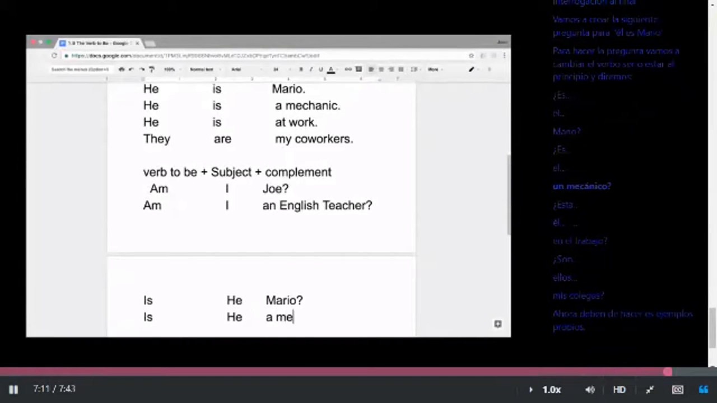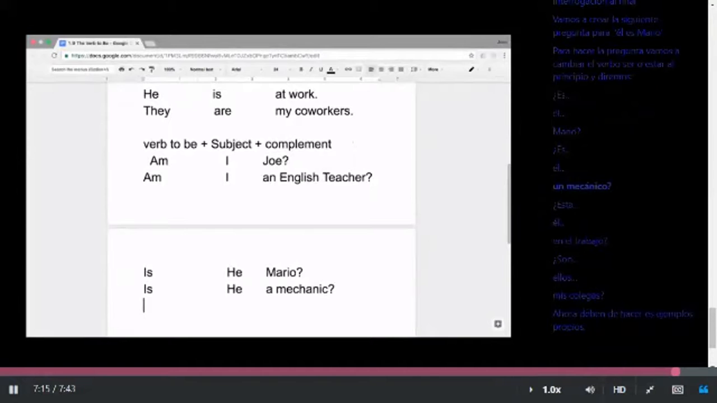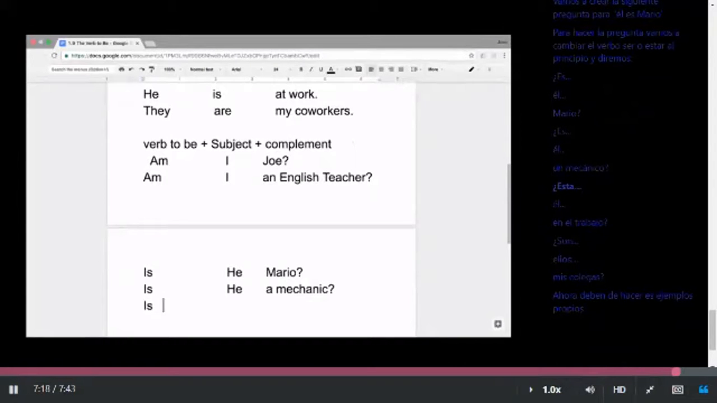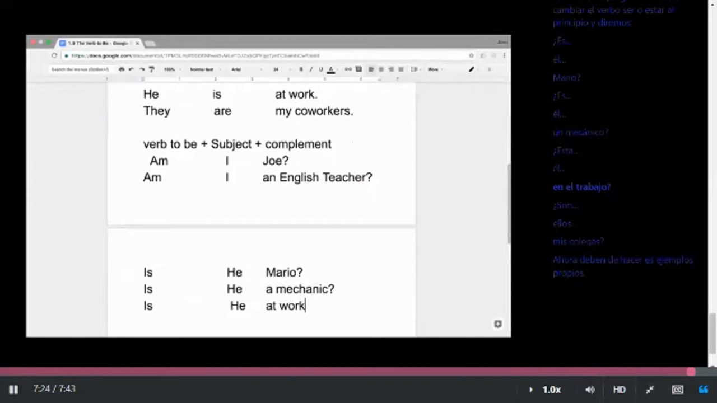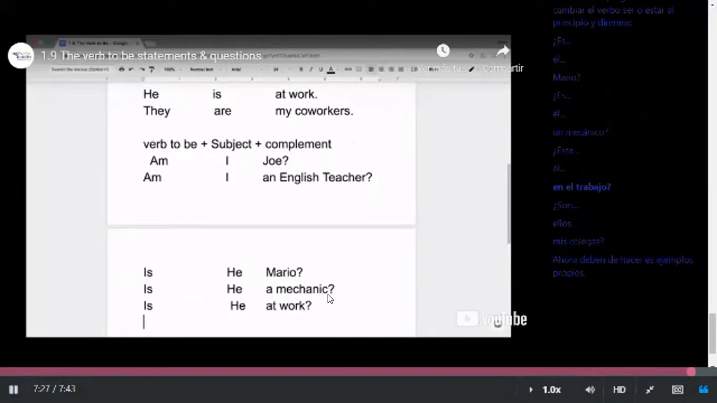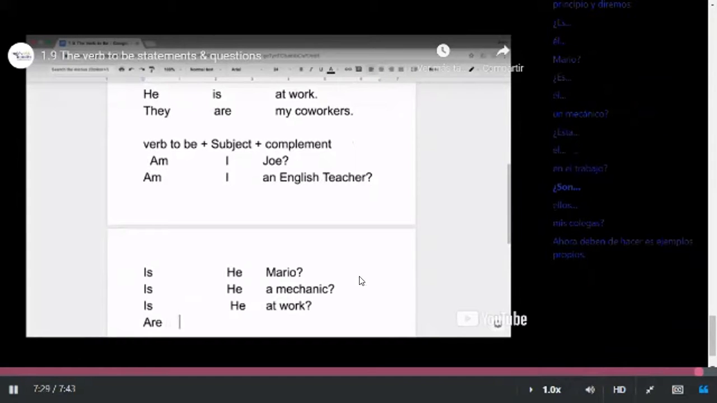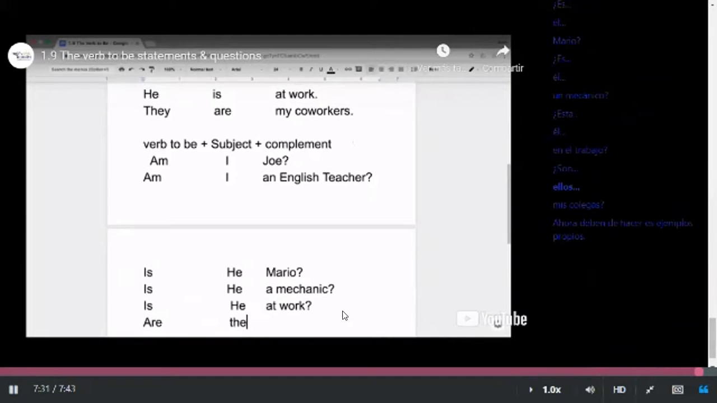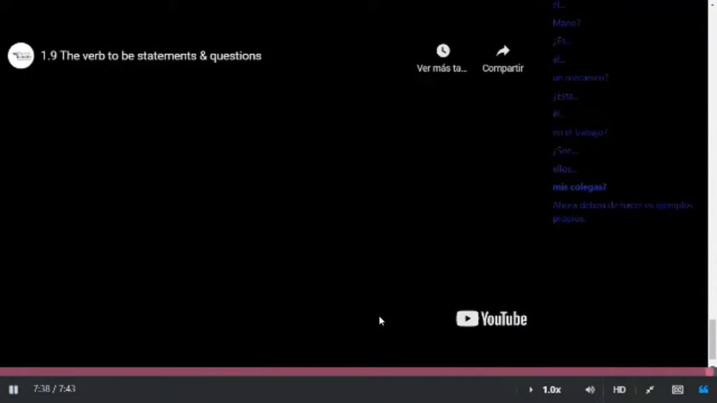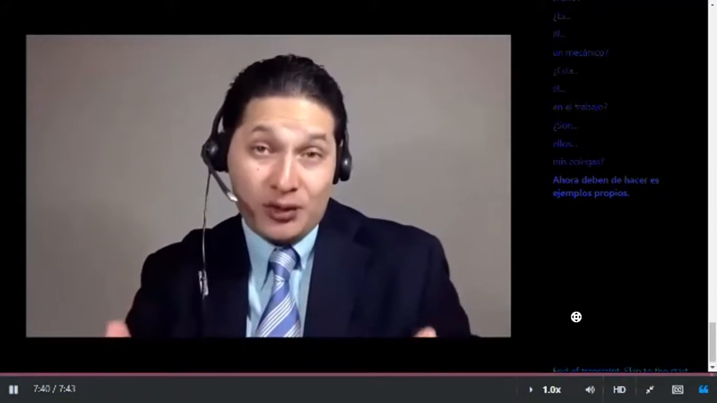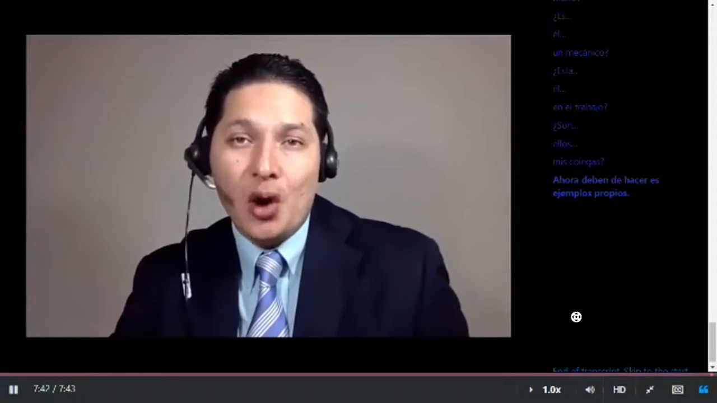Mechanic. Is he at work? Are they my coworkers? Plural, right? Coworkers. Now, what I would like for you to do is to give some examples of your own.